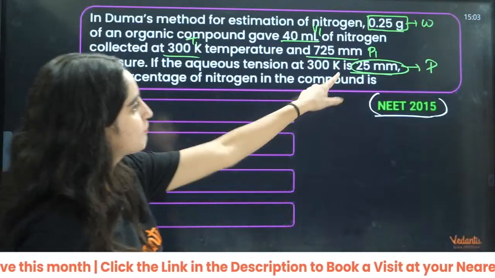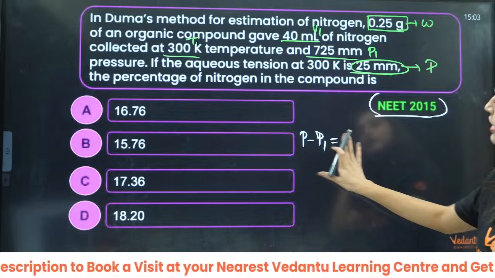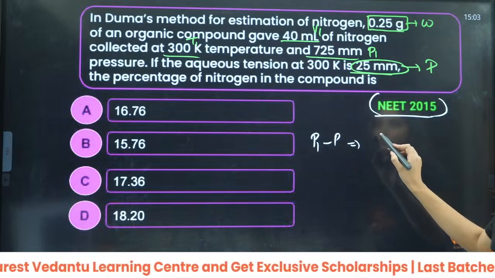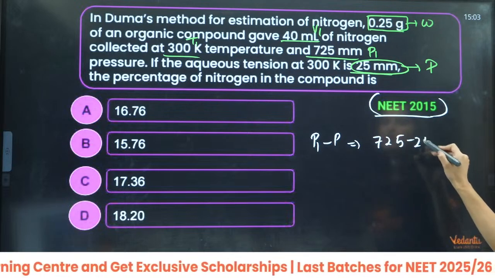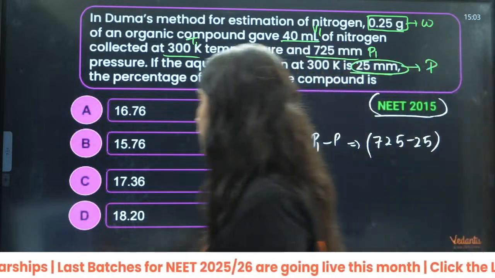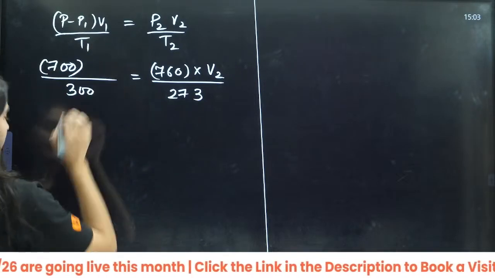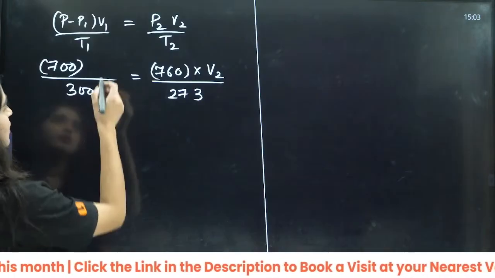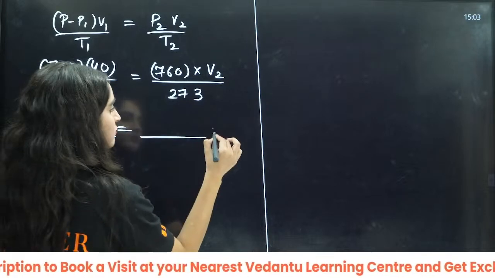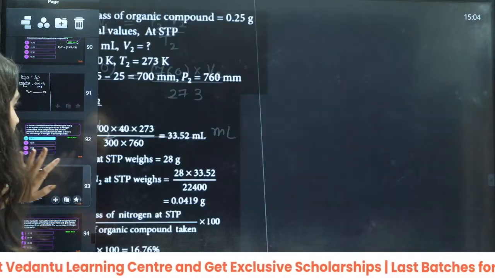P1 minus P. What is P1 minus P? It's not P minus P1, it is P1 minus P. So P1 minus P is 725 minus 25, which comes out to be 700 here, right? And the volume is given to be 40 milliliters. Now just solve this one, and you will have your volume. Beta, you do the calculation yourself. Okay?